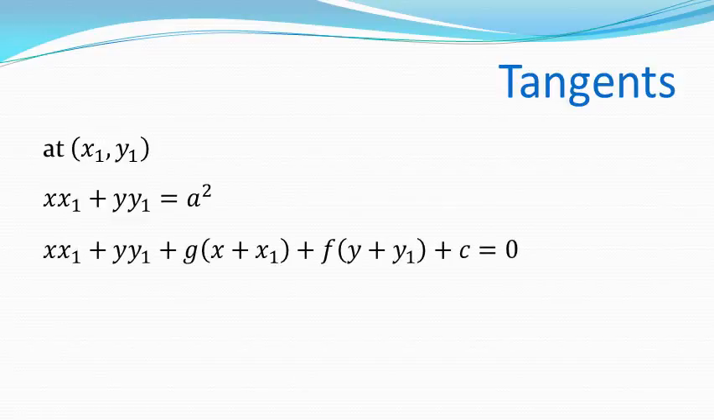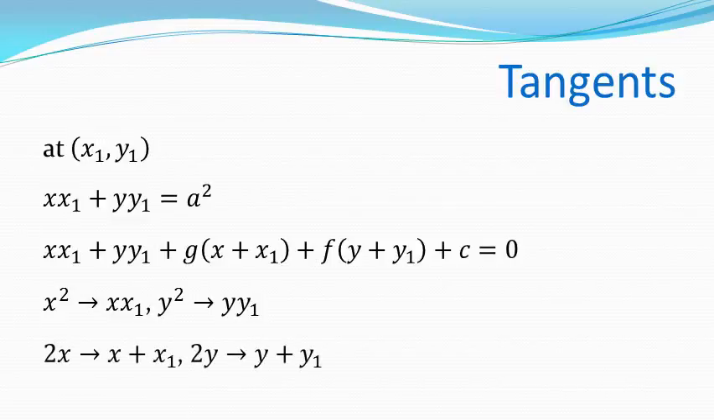Now we know what the concept of a tangent is for a circle. So if we have to write down the equation of the tangent at the point whose coordinates are x1 comma y1, then this would be the formula for the tangent. And this is for the circle whose equation is x squared plus y squared equals a squared. For the general equation, the equation of the tangent would be given by this expression. So the rule is to replace x squared with x x1, y squared with y y1, 2x with x plus x1, and 2y with y plus y1.